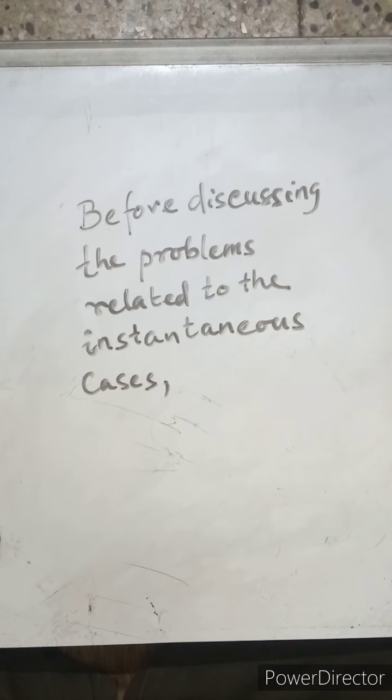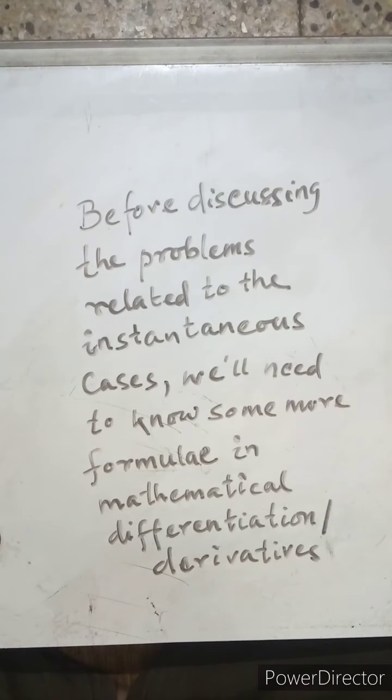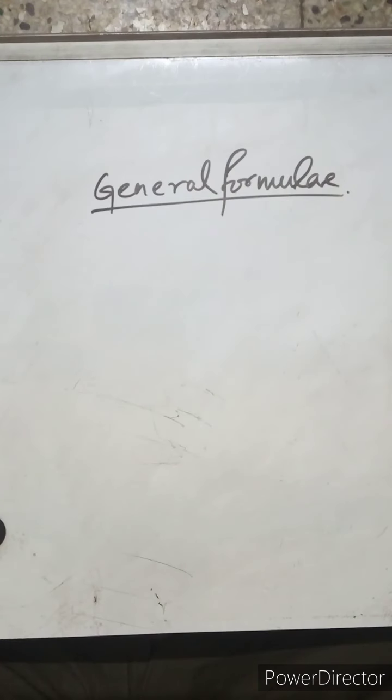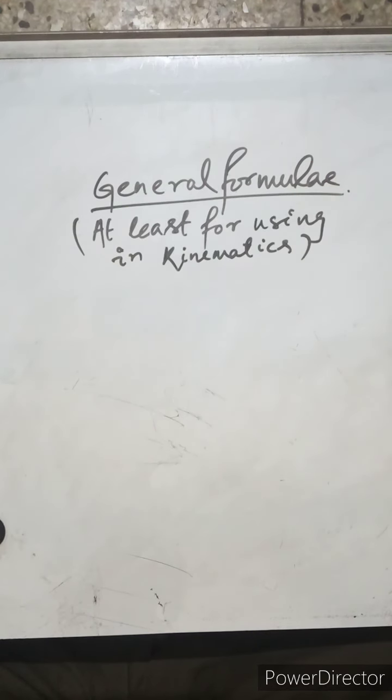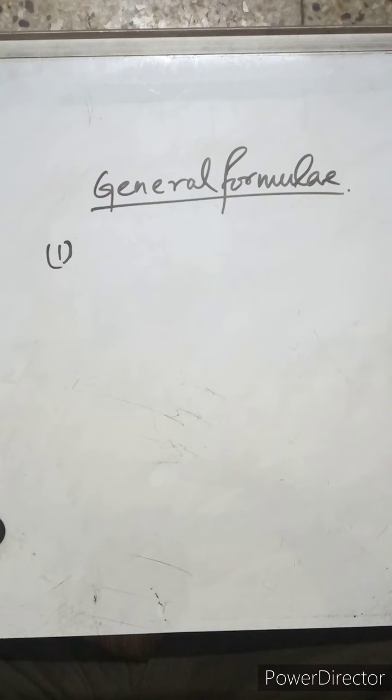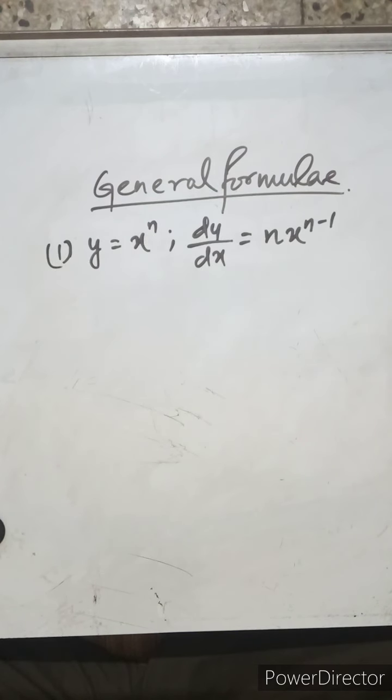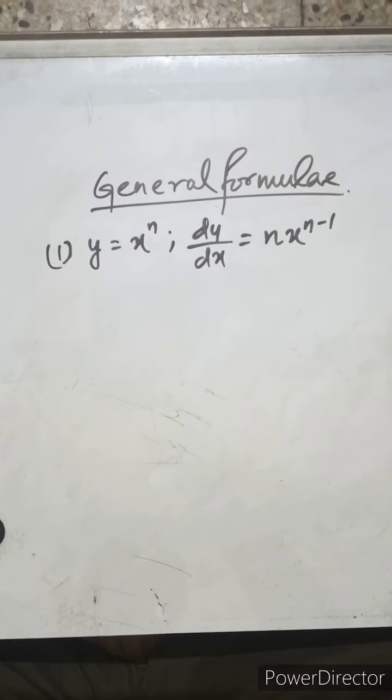So before discussing the problems related to the instantaneous cases, we'll need to know some more formulas in mathematical differentiation or derivatives, which will be helpful to solve problems, right? So the general formulas that we can discuss, at least for using them in kinematics for the time being. The first one, as we have studied earlier: y is equal to x to the power n, where n is a constant. dy by dx is equal to n x to the power n minus 1.